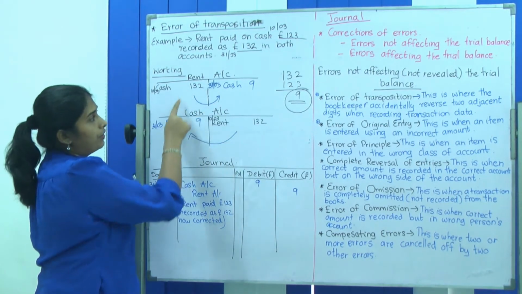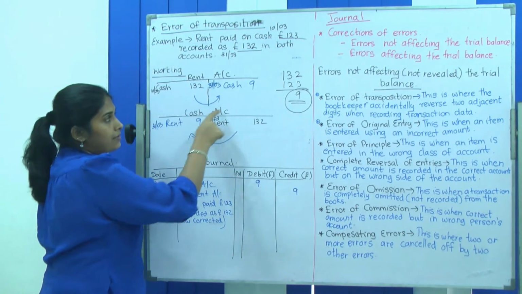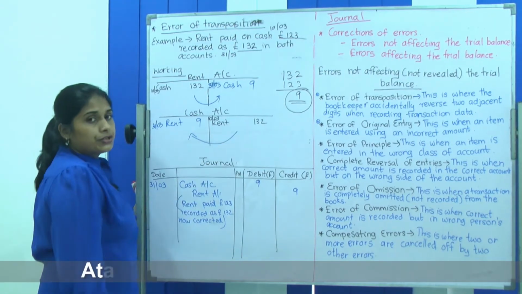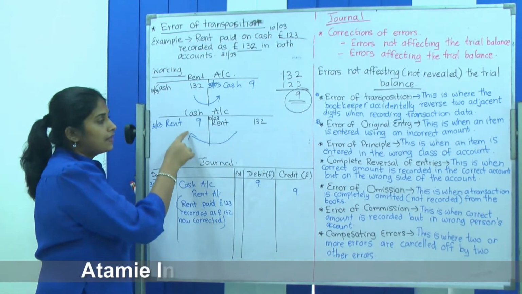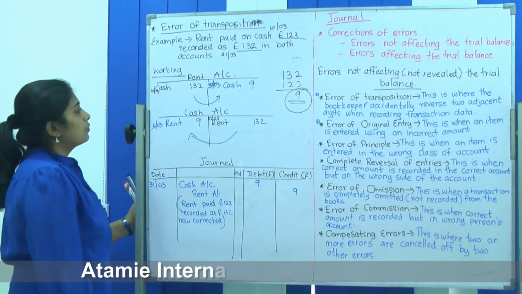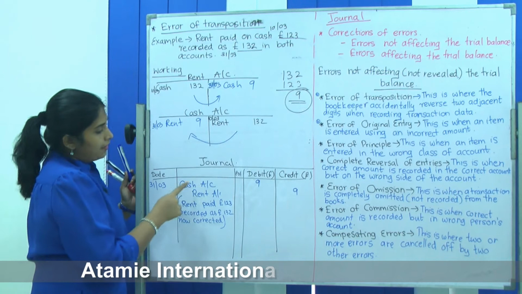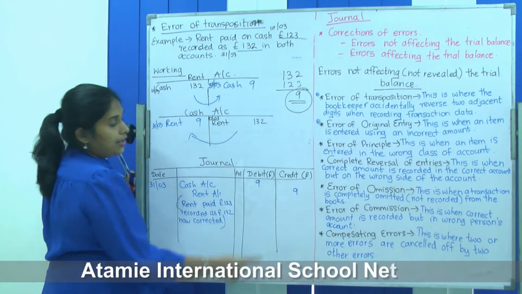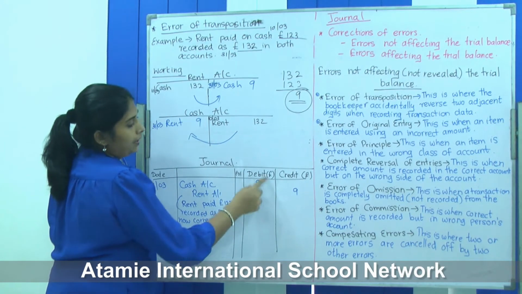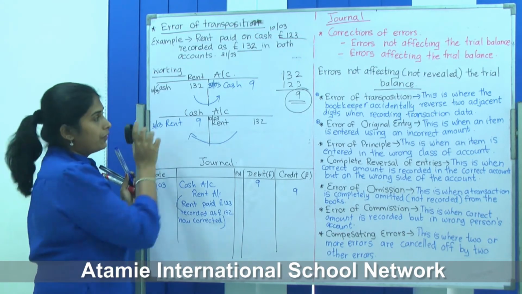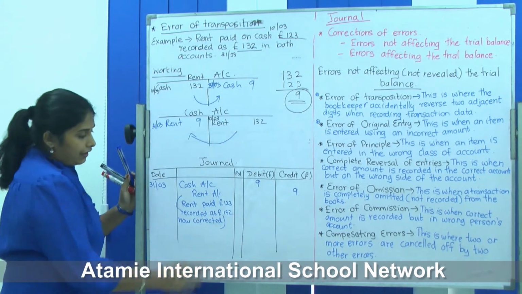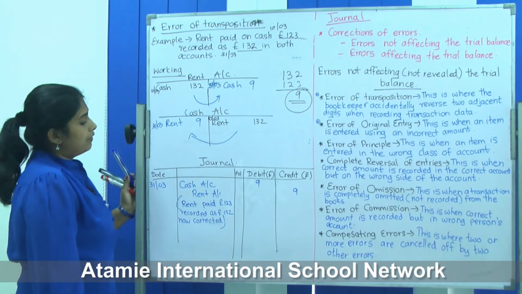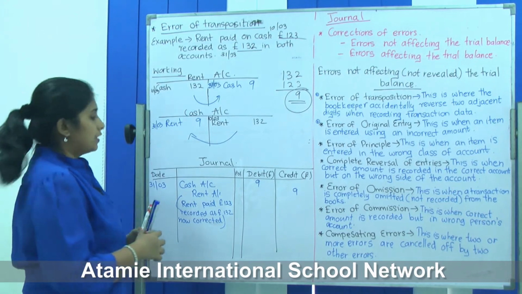To cancel it from the rent account, which is on the debit side, you will be crediting the rent account. The 9 pounds on the credit side of the cash account, to cancel it you have to debit the cash account. So the entry will be: cash account debited by 9 pounds, rent account credited by £9, because the difference is £9. Only the difference you will be cancelling. And the narrative will be recorded as rent paid 123, recorded as £132, now corrected.